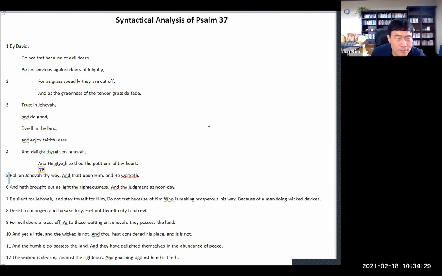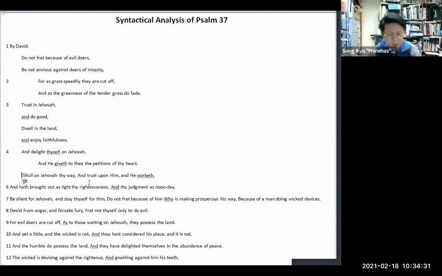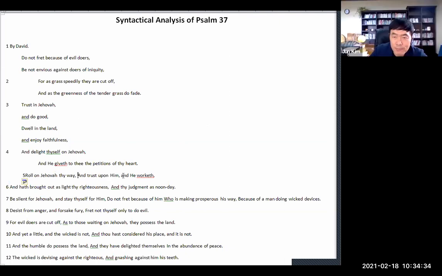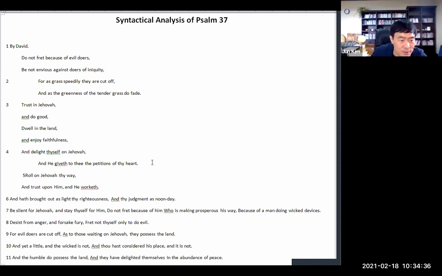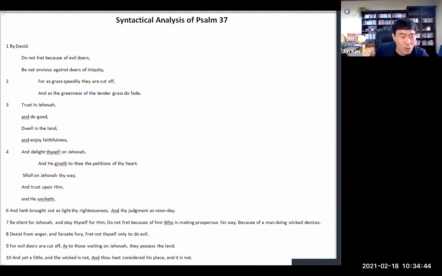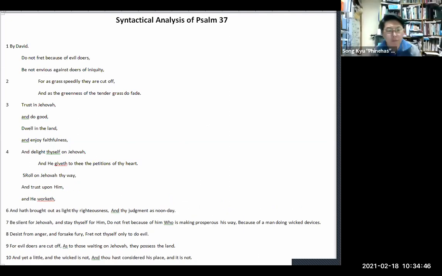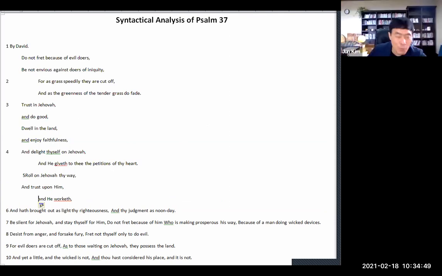Okay, roll on Jehovah thy way. How do you think? First. And trust upon him. First. And he works. Second. So what is it? Roll on Jehovah thy way, and trust upon him, and he will work. So if you do these two things, and he will do this. That's the idea. So this, and he works, is secondary subordination.